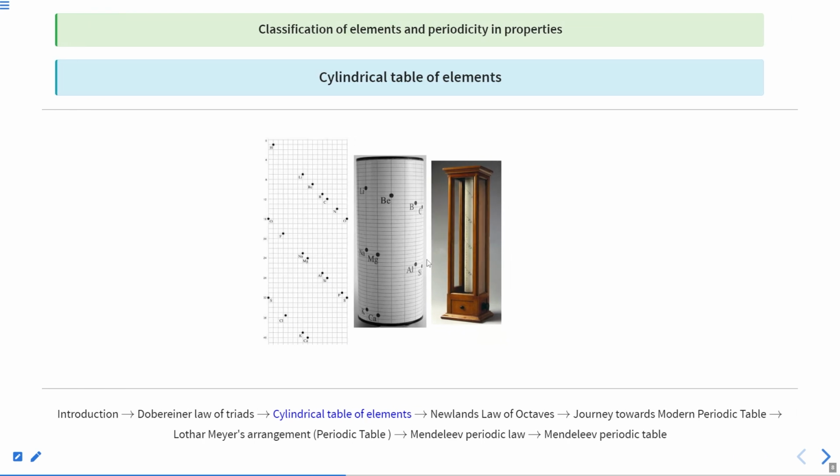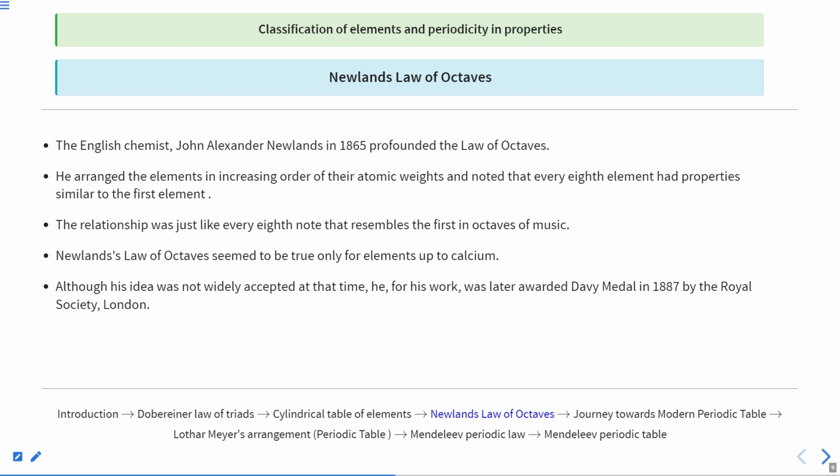Next is Newlands' law of octaves. An English chemist named John Alexander Newlands in 1865 proposed the law of octaves. Like we have the law of triads, here is the law of octaves, meaning a group of 8 elements. He arranged the elements in the increasing order of atomic weight and noted that every 8th element had properties similar to the first element.